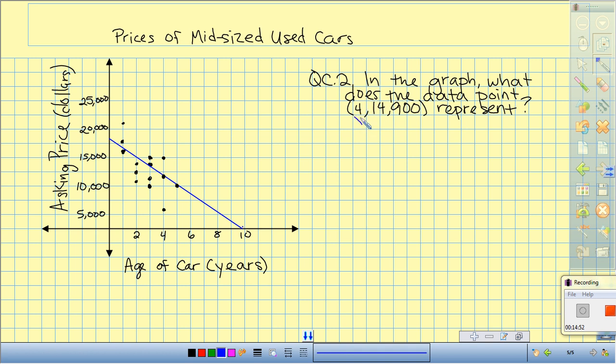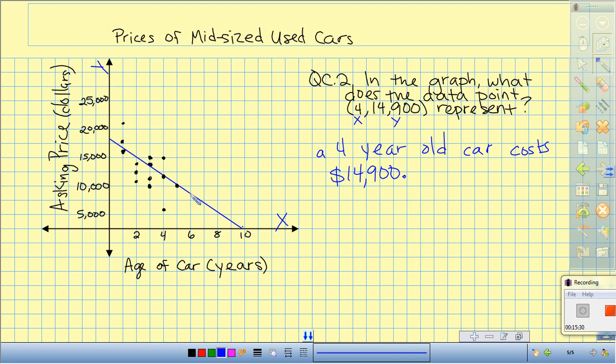Well, 4 is your x. 14,900 is your y. So what is your x? Your x is age of car in years. So 4 would be the age of car in years, so it's a car that's 4 years old. A 4-year-old car. And then what does this other number represent? Well, y is the asking price of the car in dollars. This is prices of mid-sized used cars. So obviously the older the car is, the less it's going to cost. So it's the asking price in dollars. So a 4-year-old car costs $14,900. And that makes sense.